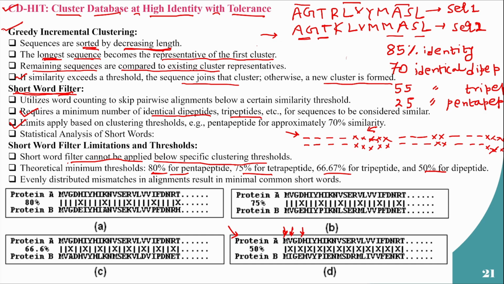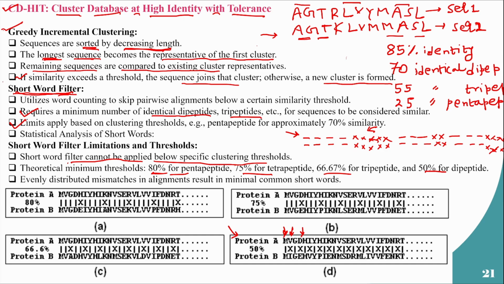So you'll not find a stretch of sequence. In this case, you cannot even find a dipeptide which would indicate that the same characters are present in both of these sequences, because the mismatches are distributed evenly.